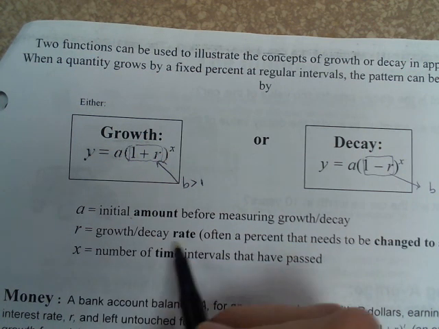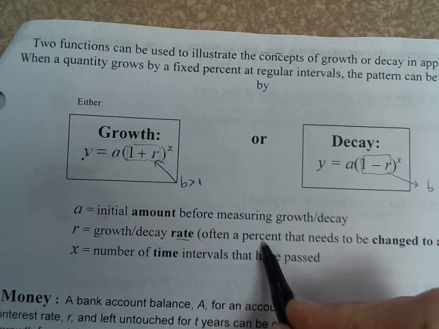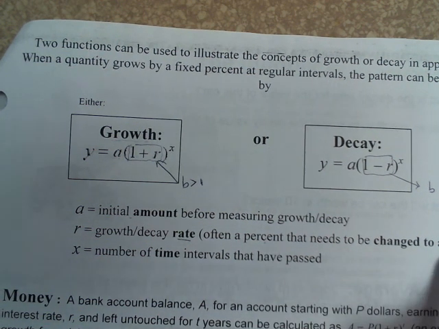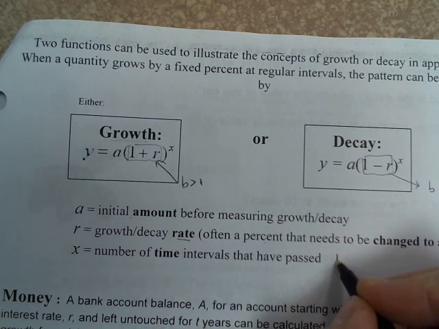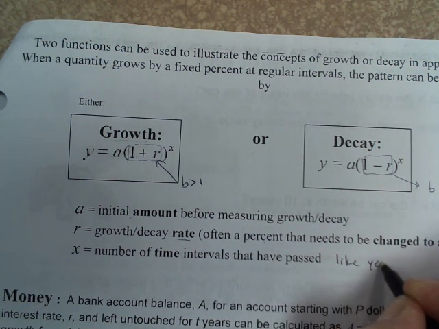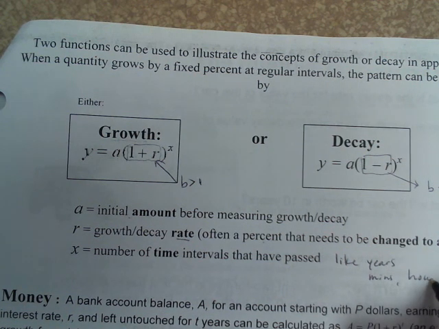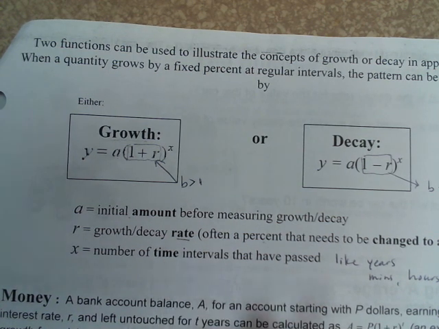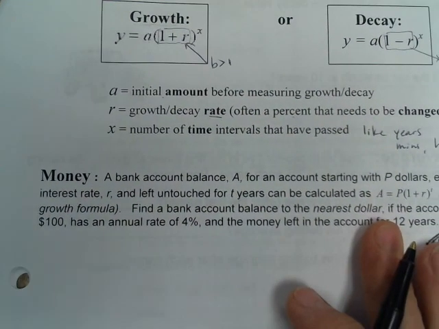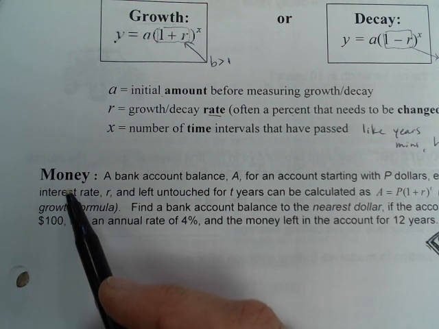The r value is the rate of growth or decay. Usually you'll get it as a percent, and you need to change that to a decimal. And x is the number of time intervals that has passed, like years, sometimes minutes or hours. Usually it's in terms of some specific amount of time. And the most popular application of exponential growth is when you put money in the bank.